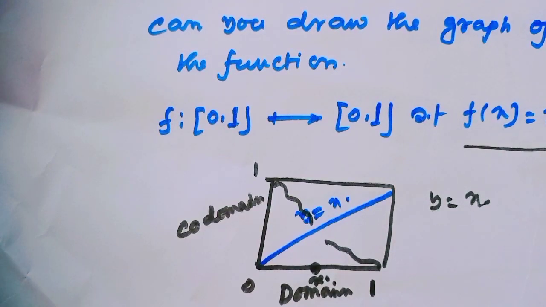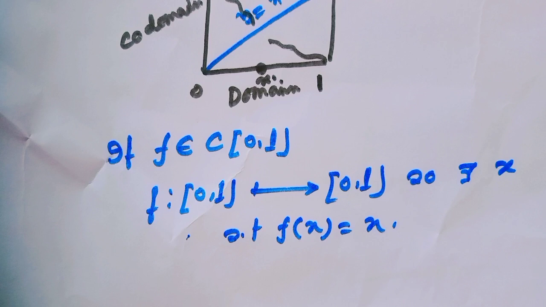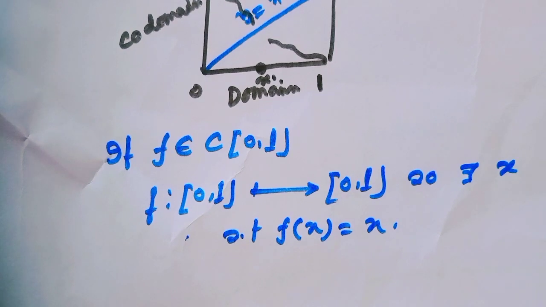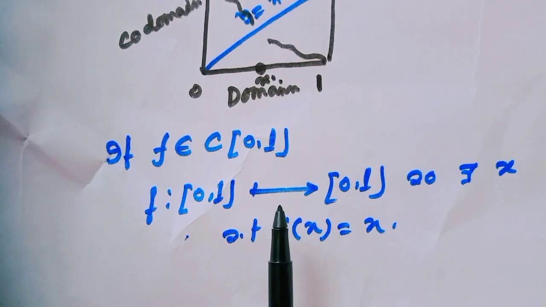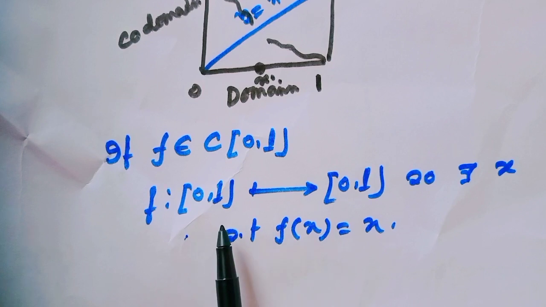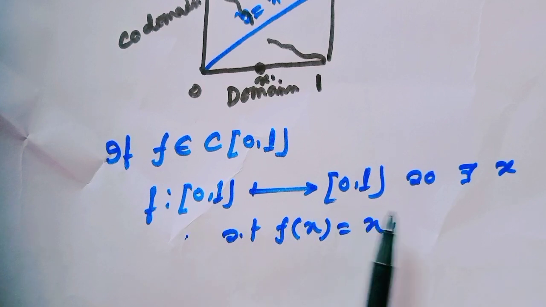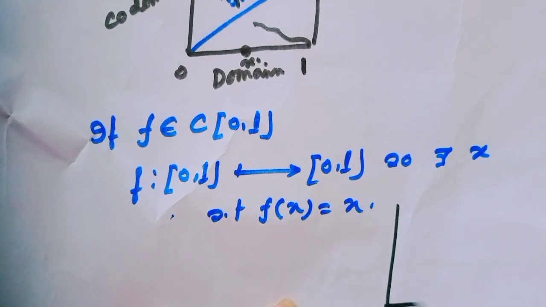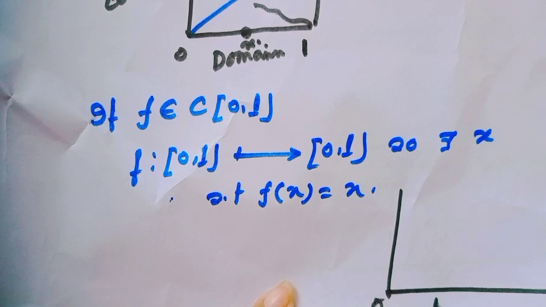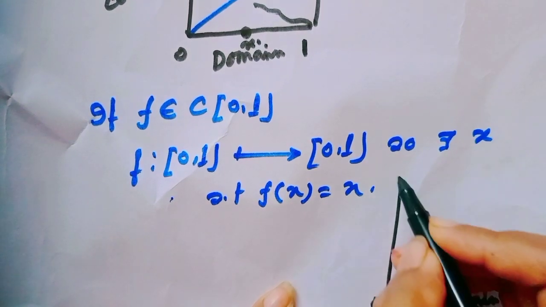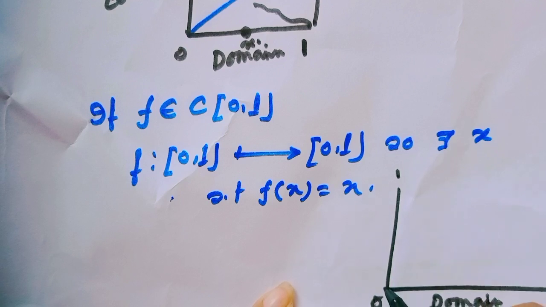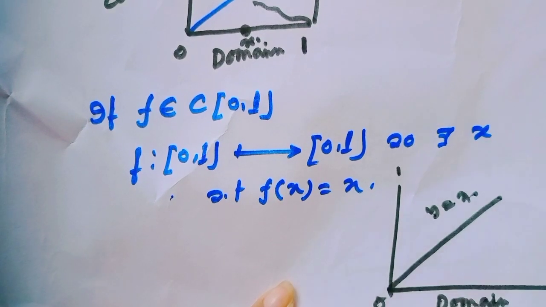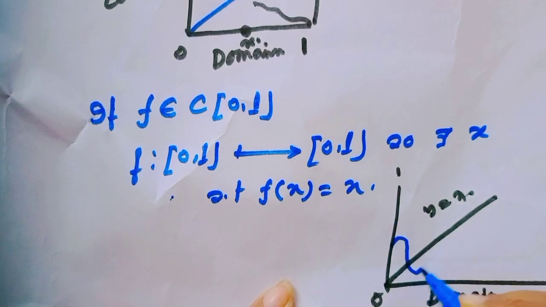to x. Okay. Now my question: if f belongs to C[0,1], that means a continuous function defined on the closed interval [0,1], and the function looks like f from [0,1] to [0,1], does there always exist a fixed point such that f of x equal to x? Let's see the graph. This is the domain [0,1] and this is the codomain [0,1], and this is the y equal to x line. Let's consider this graph.